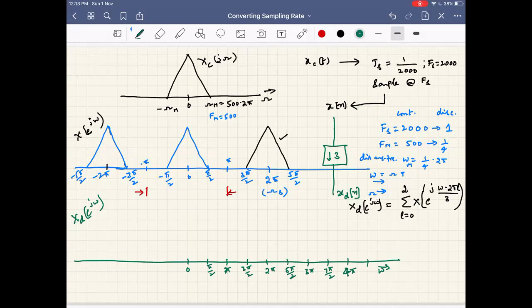6, 7, 5 pi by 9 pi by 2, or 4.5 pi, right? Pi by 2, and this is what? 6 pi, okay? And this is 11 pi by 2, or 5.5 pi, and this is 8 pi, right? Sorry, 7 pi.